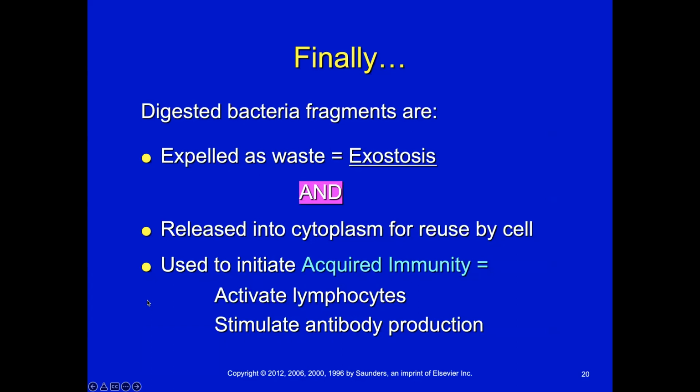So finally, at the very end, we have those digested fragments from the bacteria. Most of these are expelled as waste in a process called exocytosis. And you also have those bits that are released into the cytoplasm to be reused by the cell. And as I mentioned before, this is used to initiate acquired immunity. It will eventually activate the lymphocytes, which have been dormant until now, and also stimulate antibody production.